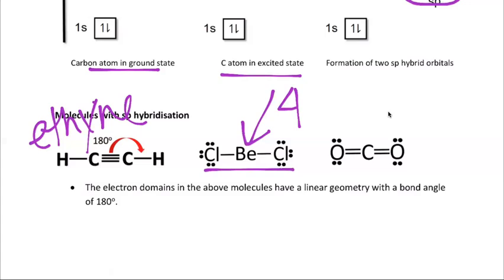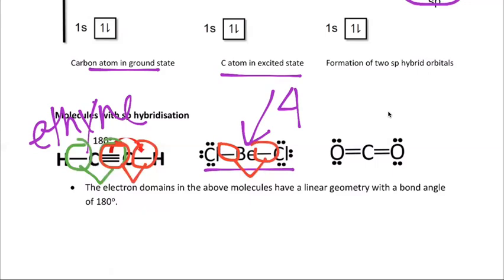So for ethine, the first one on the left, this carbon has a single bond here, and then it's triple bonded to the other carbon. So that's 2 electron domains. And the other carbon is the same thing. It's got a single bond here, and it's triple bonded to that one. So both of those carbons are sp hybridized in that ethine molecule. Here, the beryllium chloride has 2 single bonds on the sides of the beryllium, so that's 2 electron domains.